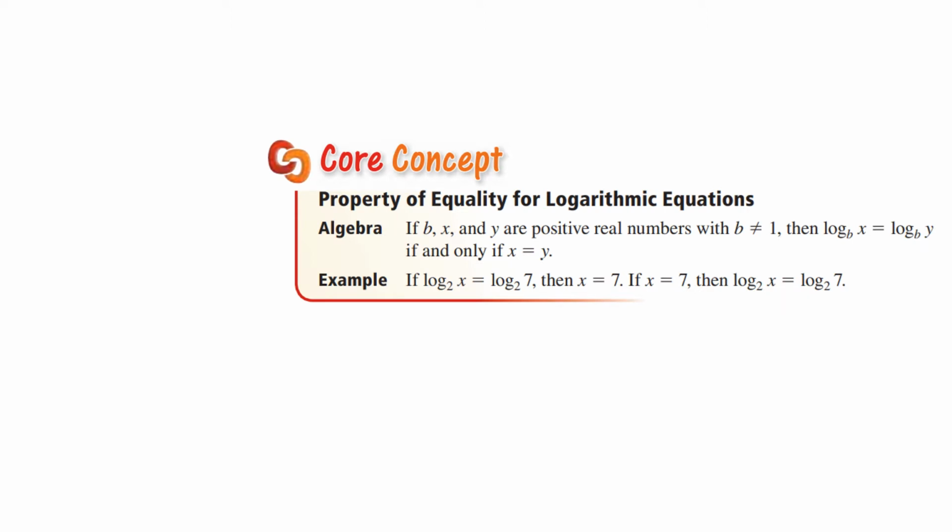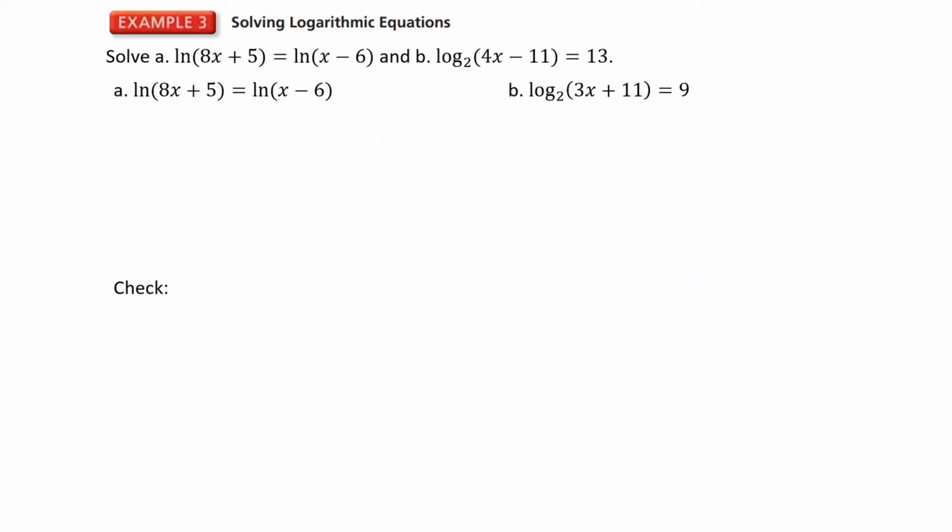We have a property of equality for logarithms in much the same way that we did for exponentials. Keeping in mind that equations say that left and right sides of the equations are equal, in the example that they're showing here, if the log base 2 of x is equal to the log base 2 of 7, then x equals 7. If the bases are the same, we should be able to compare those other values.